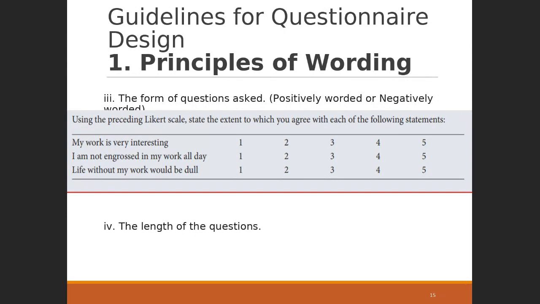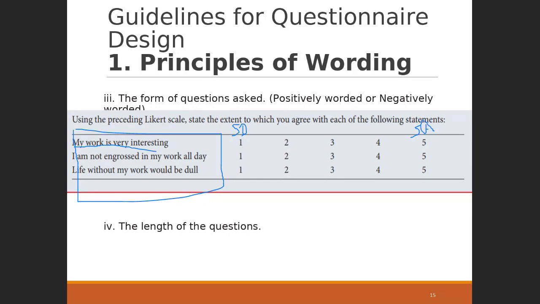So the tendency of respondents to mechanically circle all the answers at one end of the scale could be minimized. For instance, in your slide, there are questions like this, a scale to measure the involvement level of employees with their jobs. The first question is, my work is very interesting, and 1 stands for strongly disagree, and 7 stands for strongly agree. Okay.